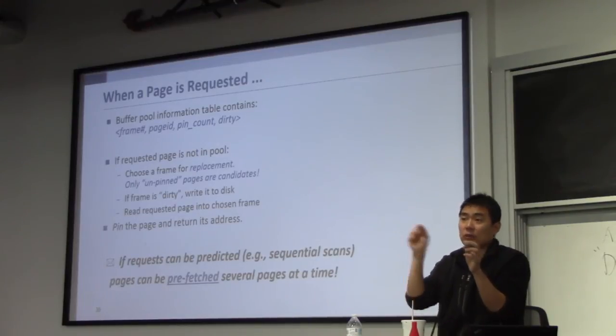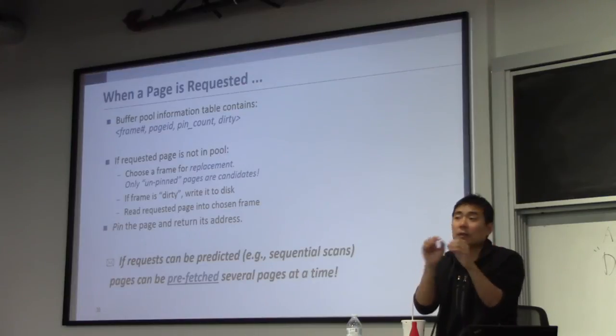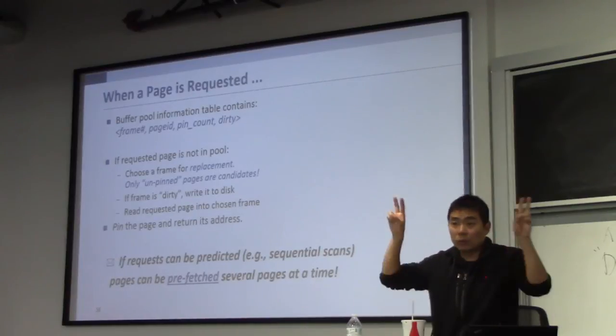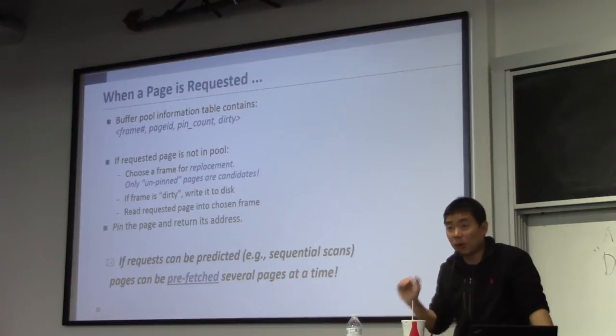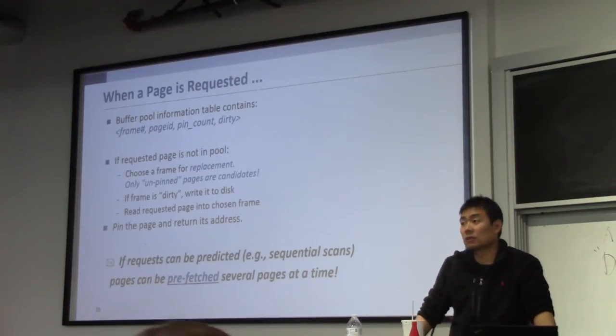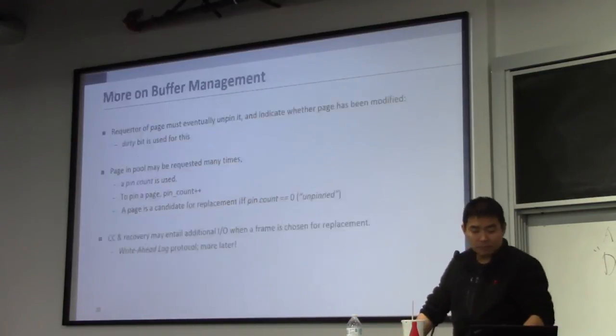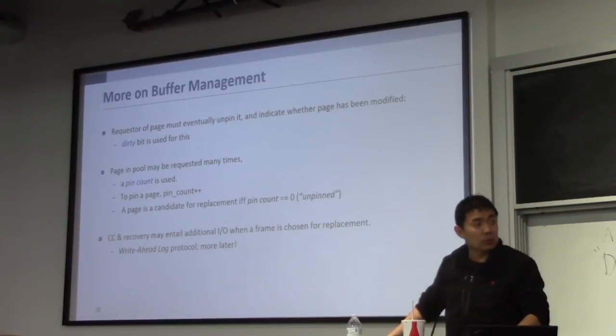Unpin the page means the transaction is done, commit or abort, and comes back to tell the buffer manager I'm done. Then for all the pages that were pinned by this transaction, the buffer manager will unpin those pages. Unpin is very simple, just decrement the corresponding pin count by 1. That's it. Okay? Yes?